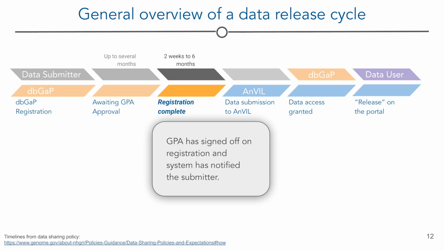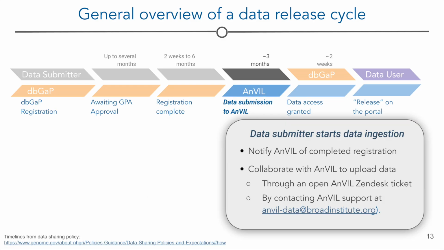This is the point where you would reach out to AnVIL to start data ingestion. You'll contact the AnVIL support team of the completed registration. Collaborate with AnVIL to upload data through an open Sendist ticket or by sending an email to anvil-data@broadinstitute.org to generate a Sendist ticket for tracking and coordinating the next steps through the lifetime of the release.